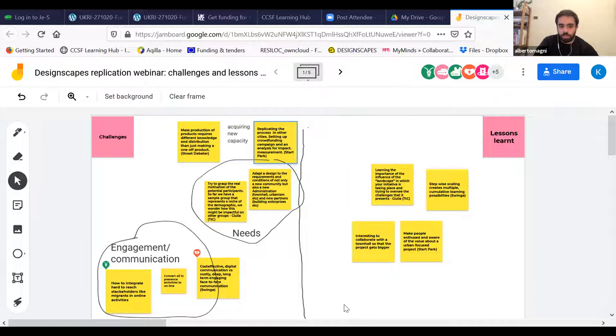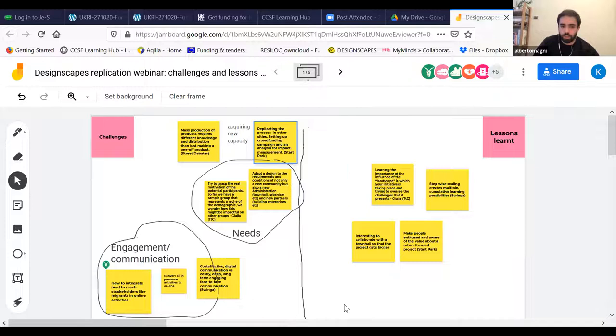In the middle you see more the needs, so more focus on understanding the needs of the communities or stakeholders that you had to get on board in your project. And the last one, but not least, is acquiring new capacity. So maybe a little broader on the scaling process so far.